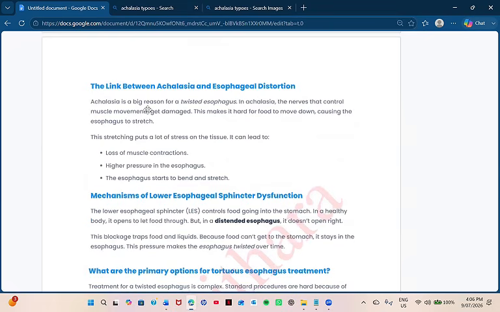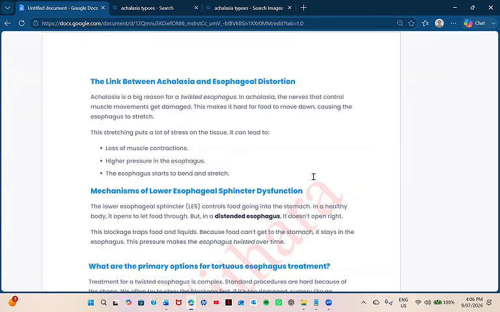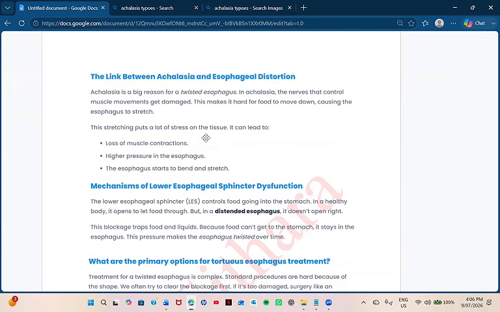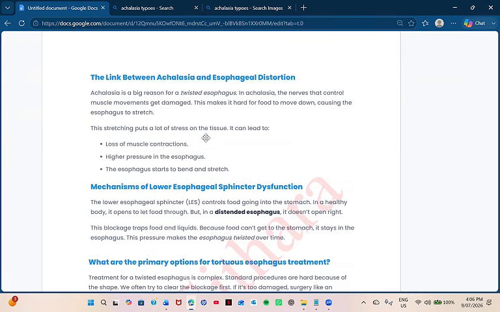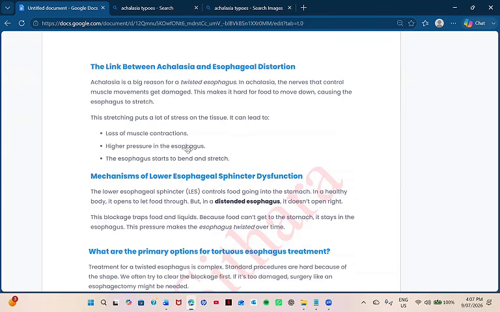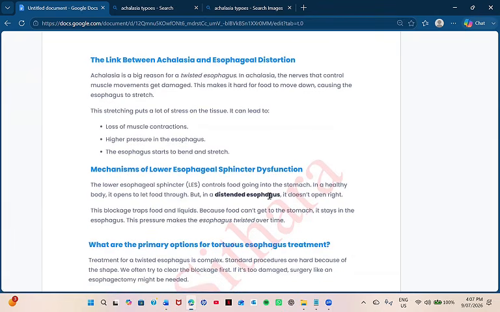Okay, let's see the link between achalasia and esophageal distortion, right? Achalasia is the biggest reason for this twisted esophagus. In achalasia, the nerves that control muscle movement get damaged. This makes it hard for food to move down, causing the esophagus to stretch. This stretch puts a lot of stress on the tissue and it can lead to a loss of muscle contraction and higher pressure in the esophagus, and the esophagus starts to bend and stretch.